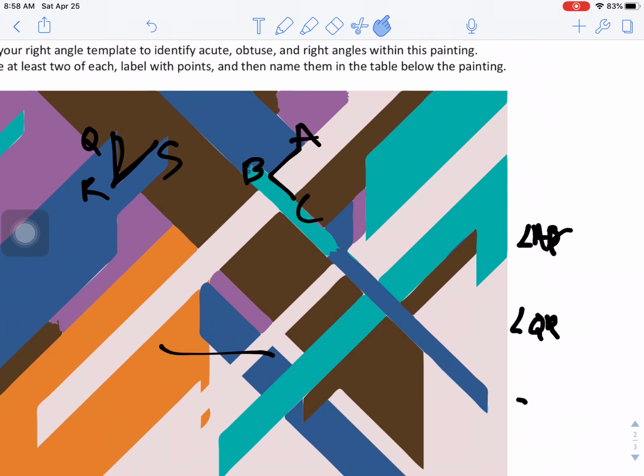So it is QRS. Here's a straight angle, but that is not on your table, so you will have to find a different one. If you have any questions, please contact your teacher.